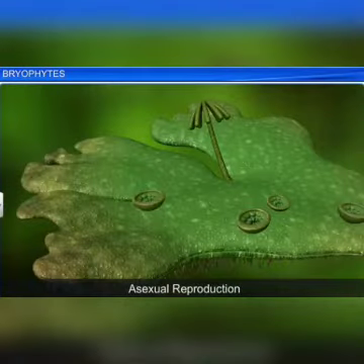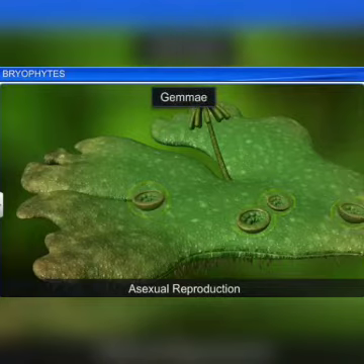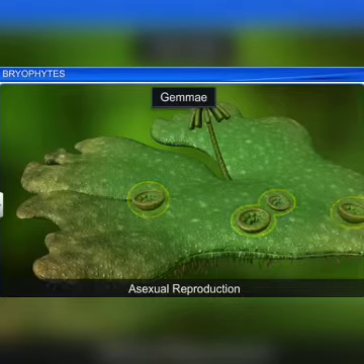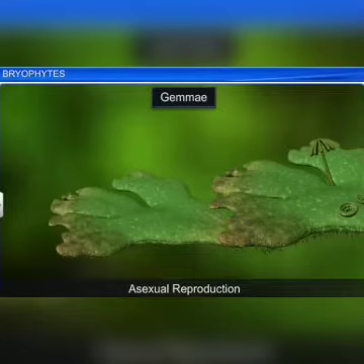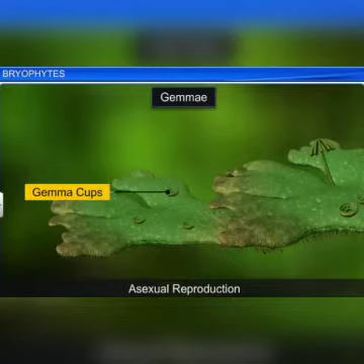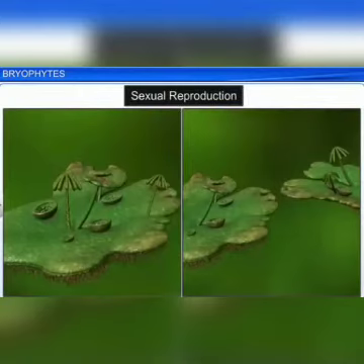Asexual reproduction also occurs when gemmae are formed. They are green, multicellular, asexual buds that separate from the parent and develop into new individuals. They develop in small receptacles called gemma cups located on the thallus. In the case of sexual reproduction, the male and female sex organs are produced either on the same or on different thallus.